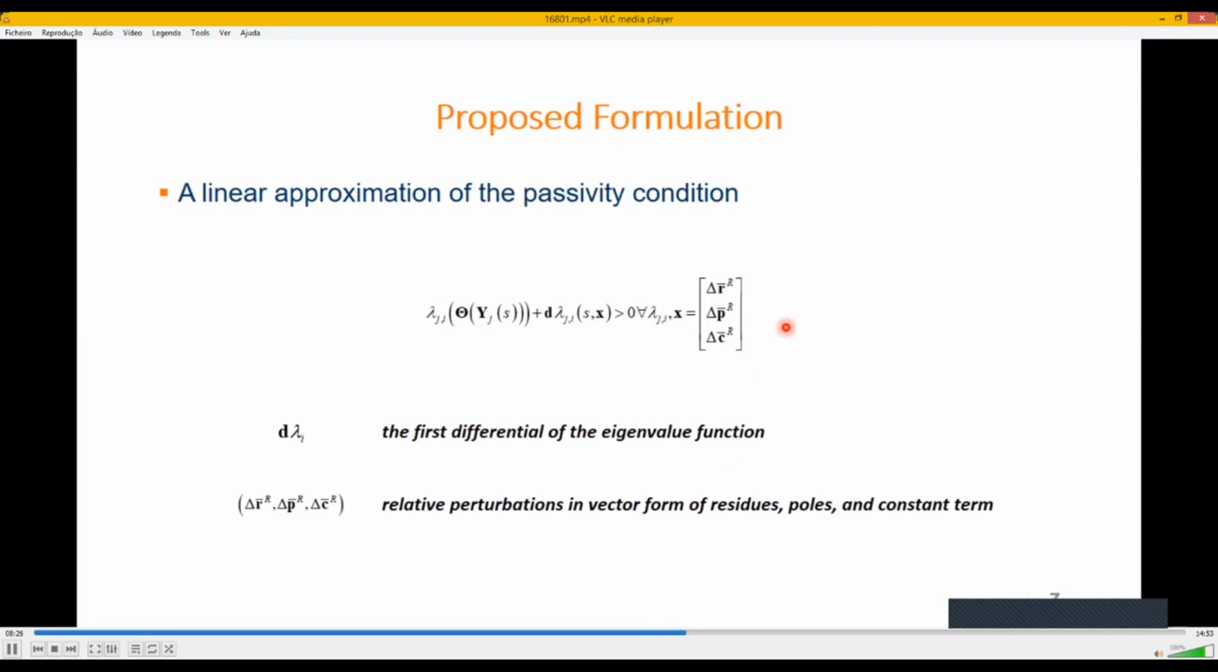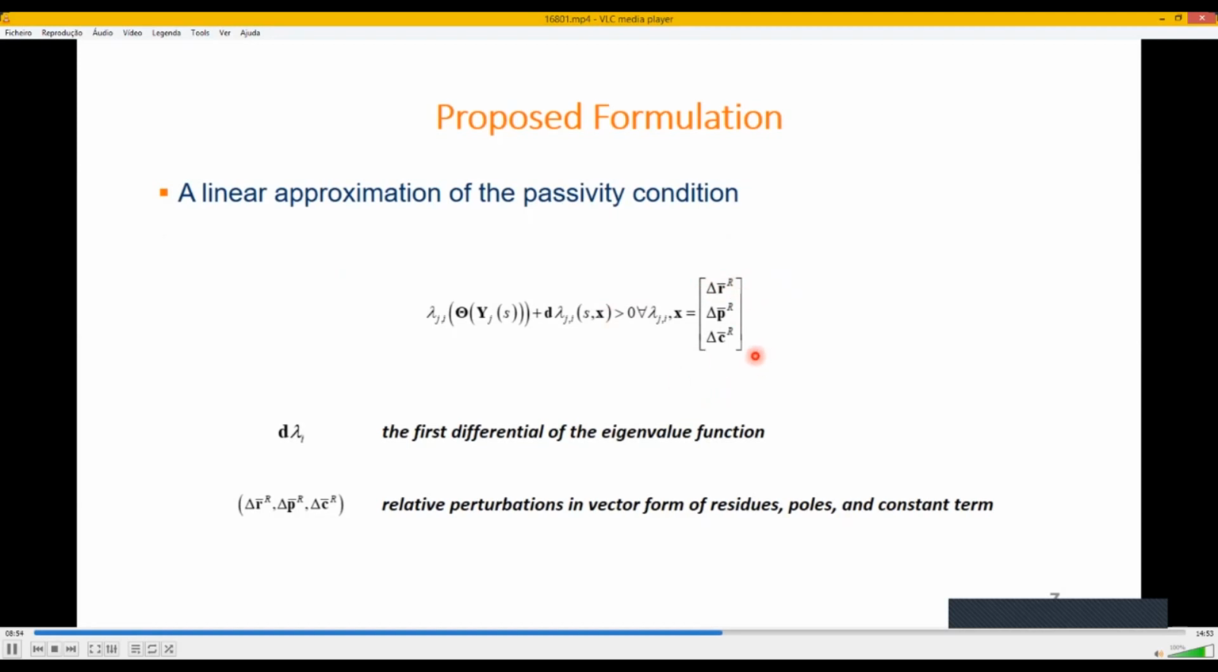If I had only perturbations in residues, I wouldn't need such a linear approximation because the formulation would be linear already. This is what we see in the conventional literature. However, in this paper, we want to explore, present, and understand what happens if we perturbate all these elements. Can we fix cases that cannot be solved with residue perturbation only?